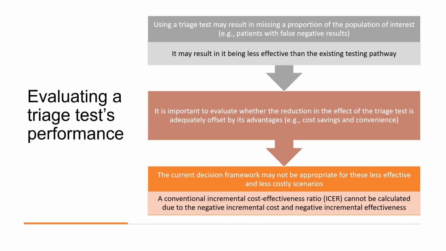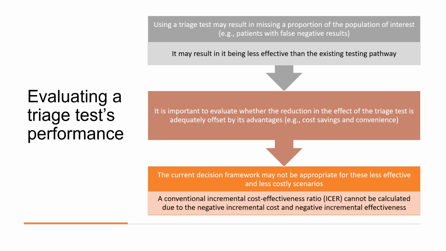Using a triage test may result in missing a proportion of the population of interest, such as patients with false negative results. It may result in being less effective than the existing testing pathway. It is important to evaluate whether the reduction in the effect of the triage test is adequately offset by its advantages. The current decision framework may not be appropriate for these less effective and less costly scenarios.